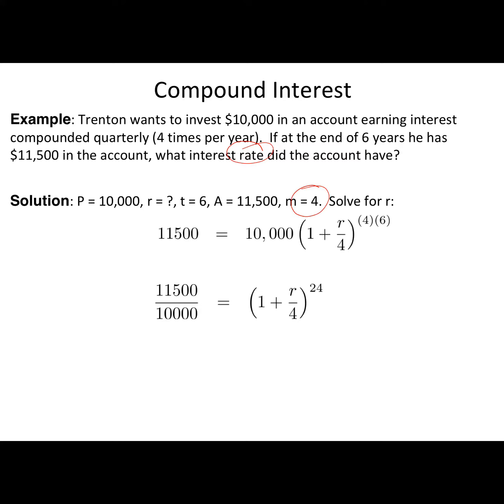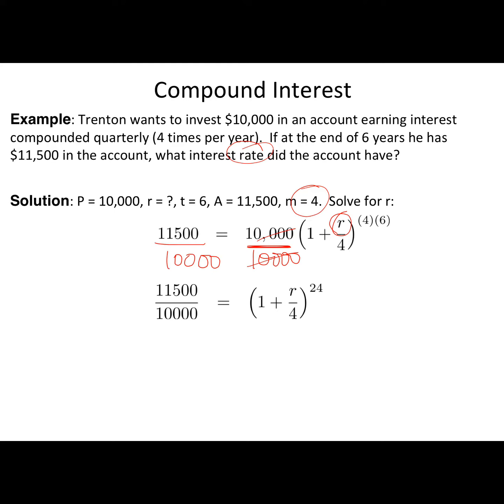We want to solve for R in the equation for compound interest. So remember, our goal is to find this R. That means that I need to get to the R. So the first thing in the way is the 10,000. How do I get rid of a multiplication? I divide. So I'm going to divide both sides by 10,000. On the right, it just cancels, and on the left, we've got 11,500 divided by 10,000.